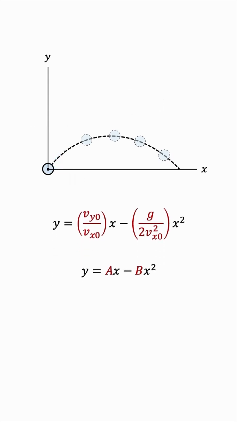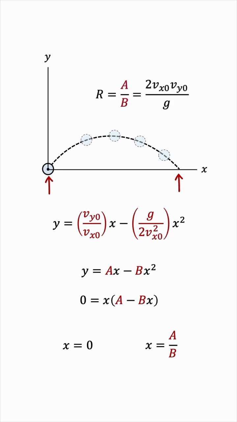Because the leading coefficient is negative, the shape of the parabola will be like an N and not a U, which is exactly what we expect. Also, we can factorize this equation and find the x-intercept by setting y to 0. This gives us x equals 0, the starting point, but also x equals a over b, which is the final point. From this, we can find the range, r, of the journey, which is the horizontal distance the object covered.